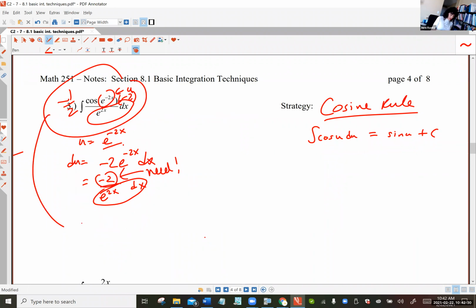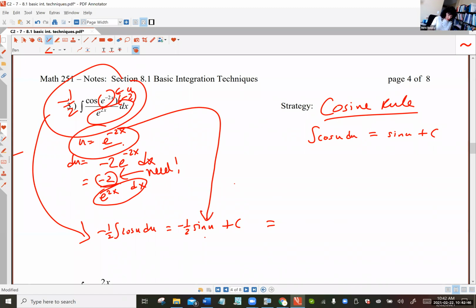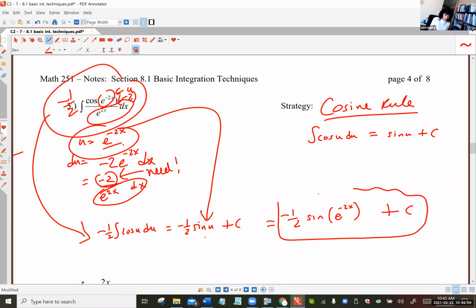So now I claim this integral, if I rewrite it with the intermediate step, looks like -1/2 cos u du. Yay! And so this is going to be -1/2 sine u plus c, and then you put your u back in, which we said was e to the -2x. And we're done with this problem. Yay. And there's your final answer. Questions?